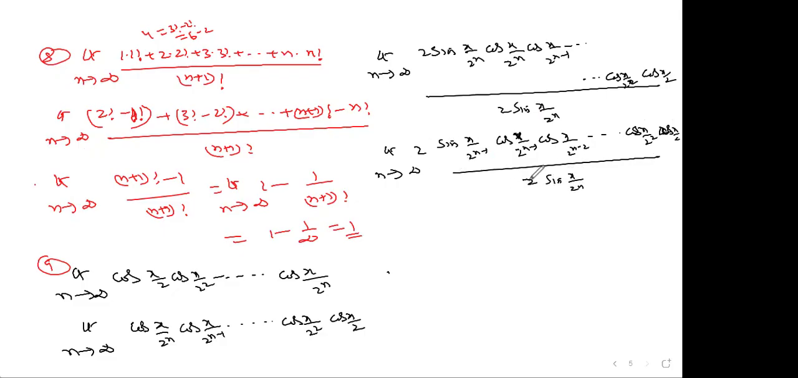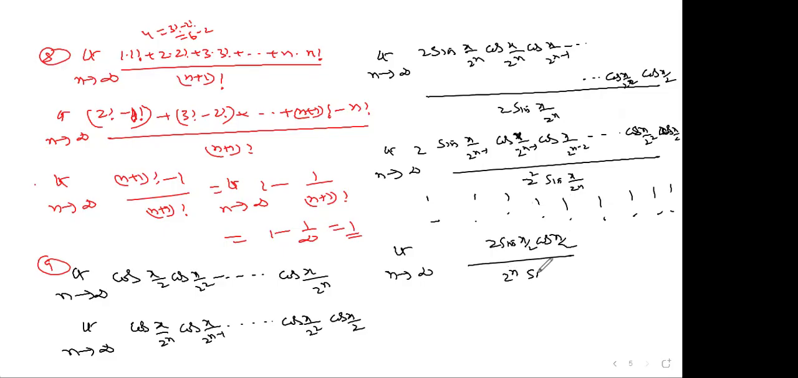What I'm doing here, I'm multiplying by 2. If the process goes on like this, it will go up to n terms. So what is going to happen? Limit n tends to infinity. Finally, 2 sine x by 2 cos x by 2 is left over, and here 2 to the power of n sine x by 2 to the power of n is there. What we got here at last is sine x. 2 sine theta cos theta means sine 2 theta. The 2 gets cancelled, sine x is there.